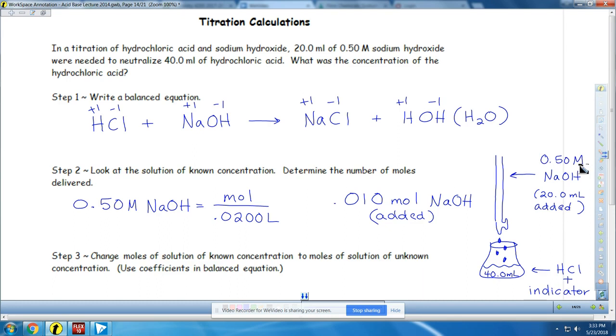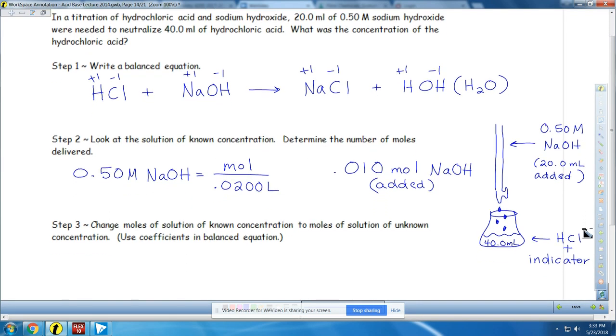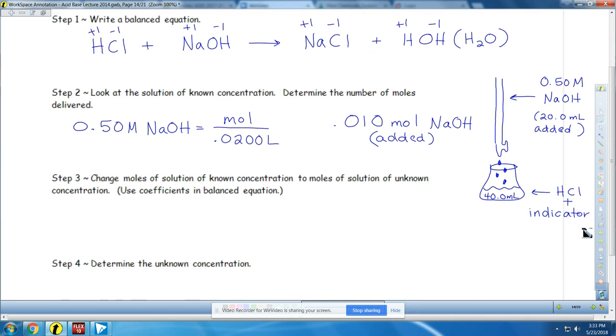Well, now again, the idea of the equivalence point is that you are at the ratio in the balanced equation. The ratio in the balanced equation is a ratio of moles. So I stop the titration in this particular reaction with a 1-to-1 mole ratio of acid to base, which makes step 3 super easy.